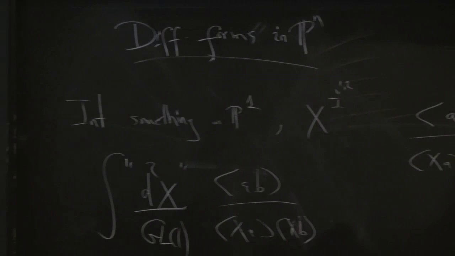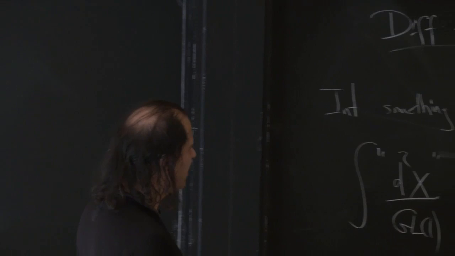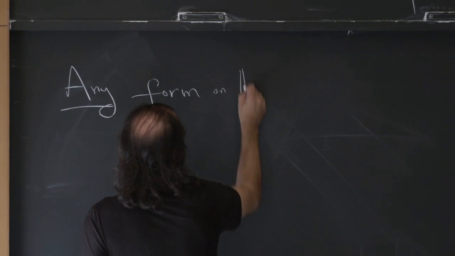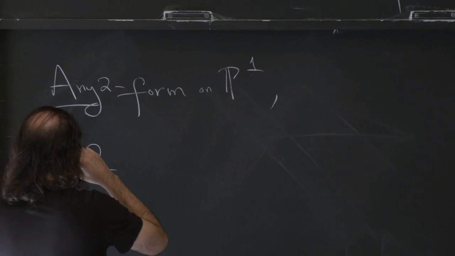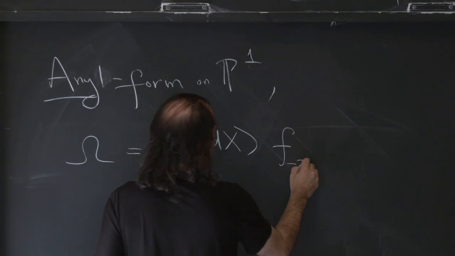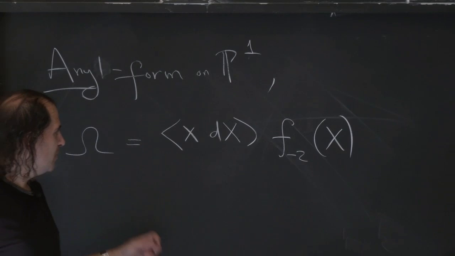But let me say this a little bit better, a little bit more invariantly. A more invariant way of saying it is that any two form on P1 actually looks like omega equal to the following: any one form, x dx, times something of weight minus 2 in x. So in other words, the measure on P1 is this interesting object, x wedge dx.